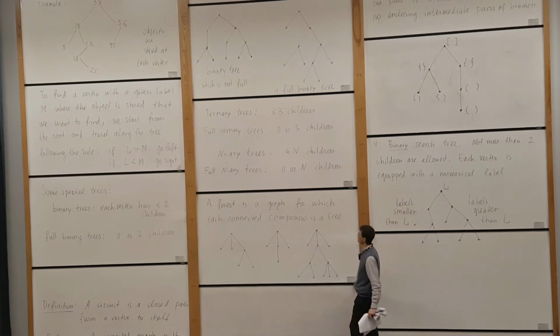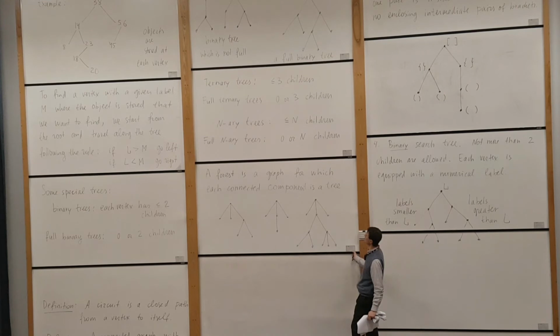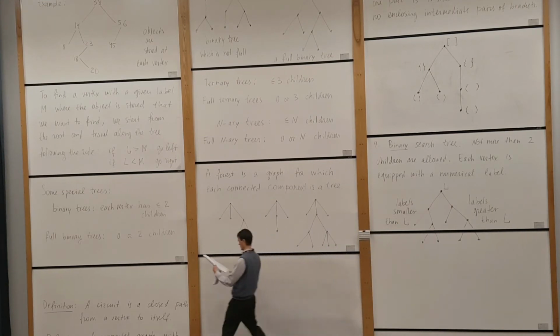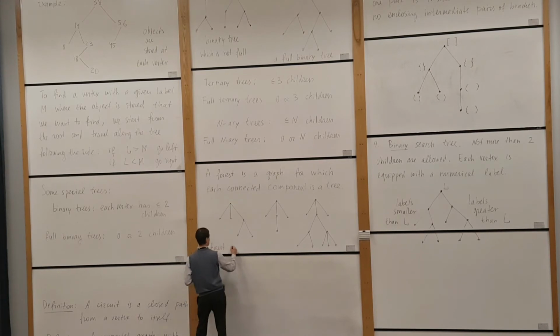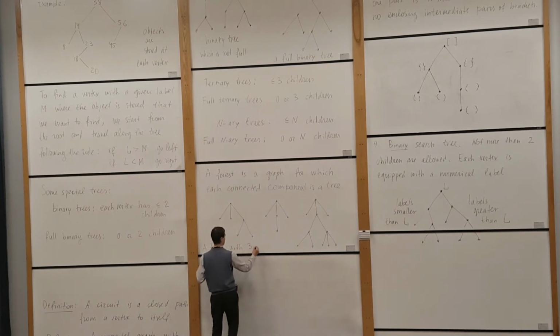This is a tree, this is a forest graph with 3 trees. This is a forest with 3 trees.